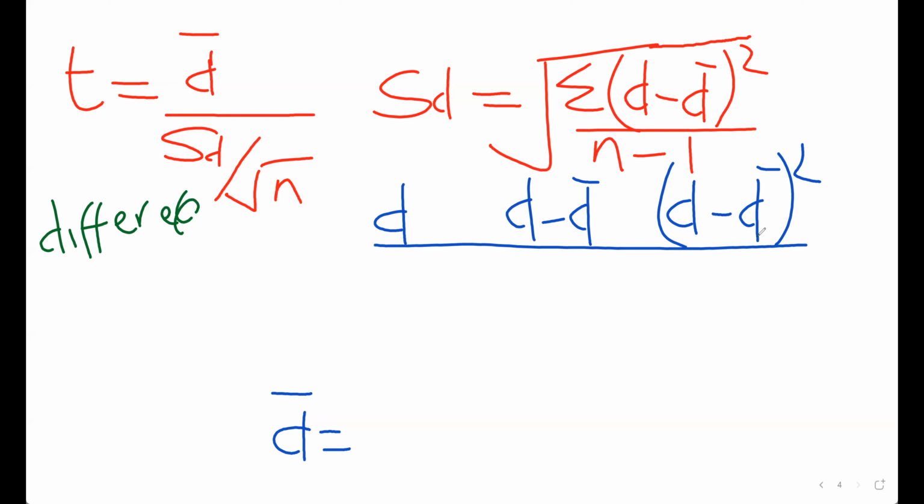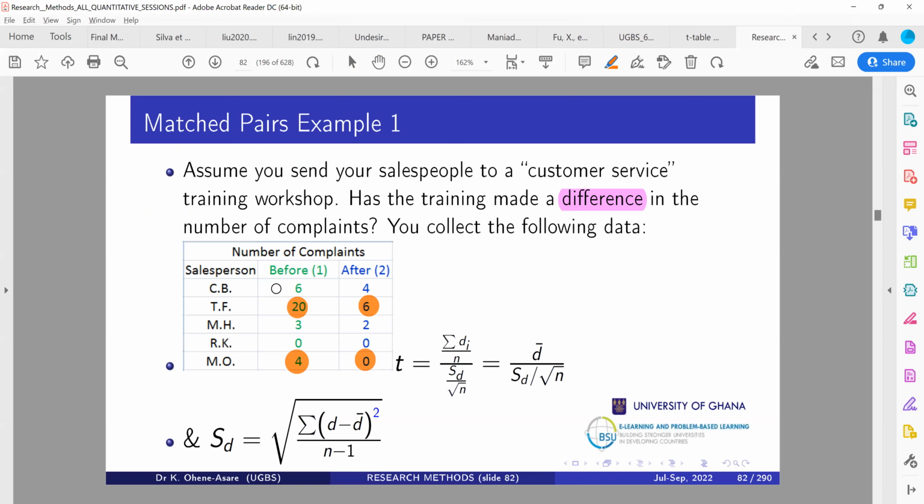So ladies and gentlemen, what we are going to do right now together, you are going to calculate the difference for each value, for each person. If you go to the table, just look at the table. Type for me, what is it for CB? What is the difference between the before and the after? That is two. There's no question about that. For TF, what is the difference between the 20 and the 6? That is 14. Fantastic.